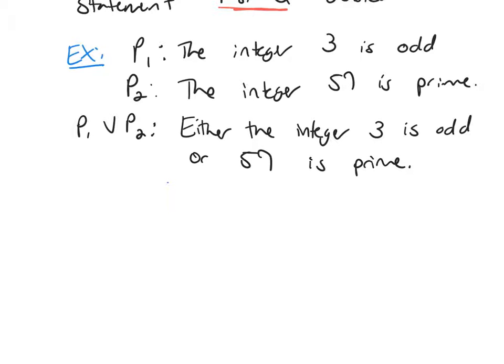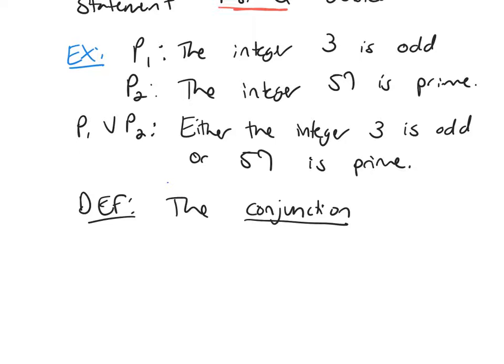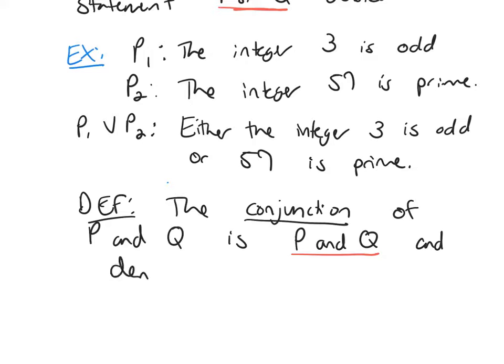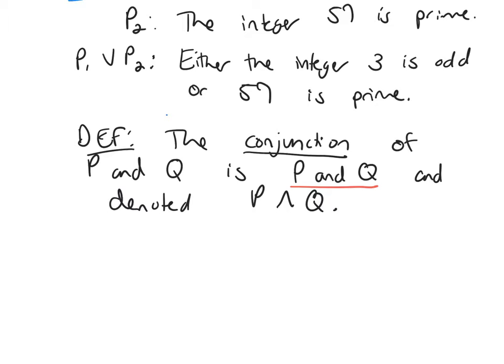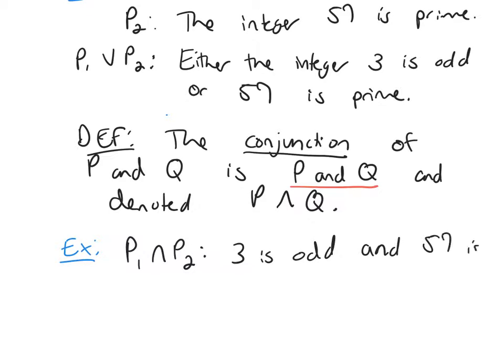On the other hand, the conjunction of P and Q is P and Q, and denoted P and Q. So if we revisit that same last example we were looking at, what would P1 and P2 be? 3 is odd and 57 is prime.